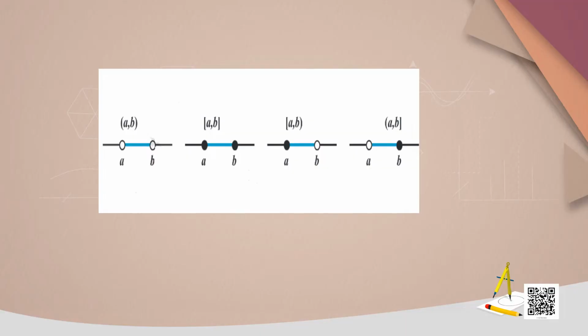Now it is clear that in this interval, A point is included, but B point is not included. And in the last interval, which is semi-open and semi-closed, A point is not included, but B is included.